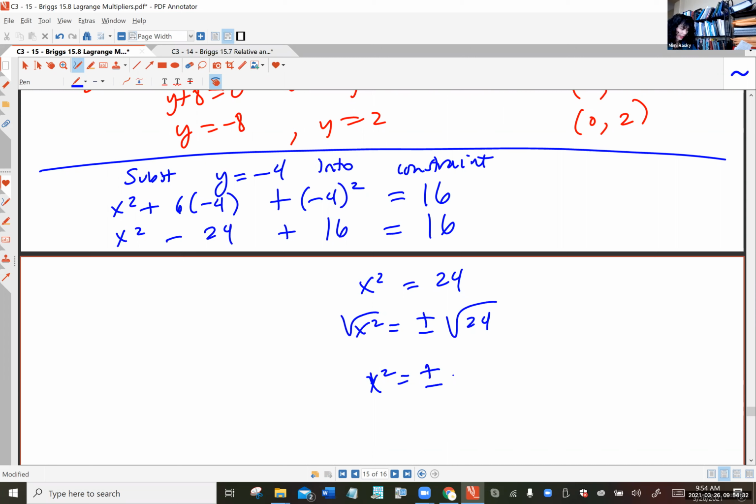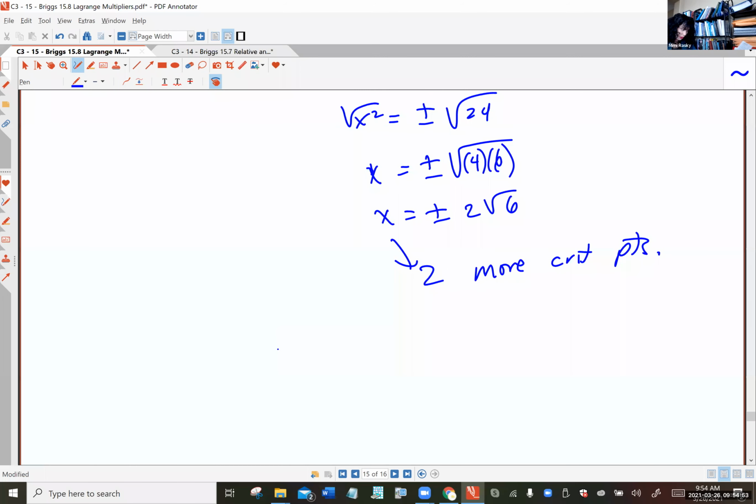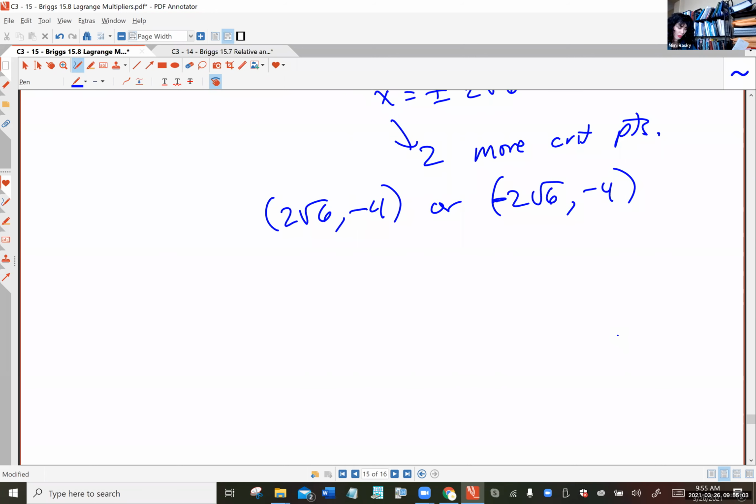24 has a perfect square as a factor, 4. So x could be plus or minus 2 square root of 6. So there are two more critical points. Oh my God, this is getting really complicated. Yeah, I know. So you'll have (2 square root of 6, -4) or (negative 2 square root of 6, -4). So now we have 4 critical points total.